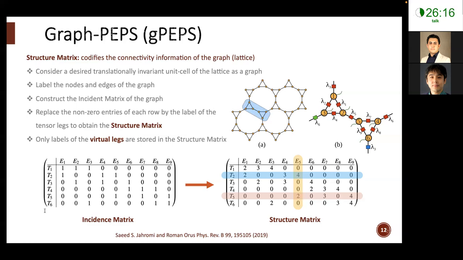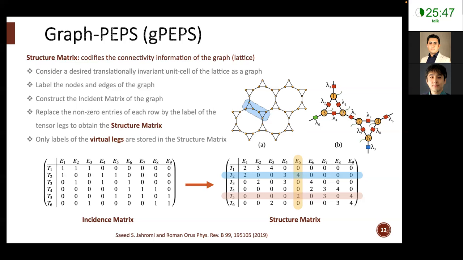So for example, if you look at this matrix, the rows represent the nodes or the tensors in the graph, and the columns are the edges or the links of the graph. And you would see that, for example, edge 1 here connects tensor 1 and tensor 2. So we have a 1 and 1 here. It means that there is a connection between them along edge number 1, and the rest of the entries in this column are 0. It means that there is no connection. So the incidence matrix already tells you the connection.